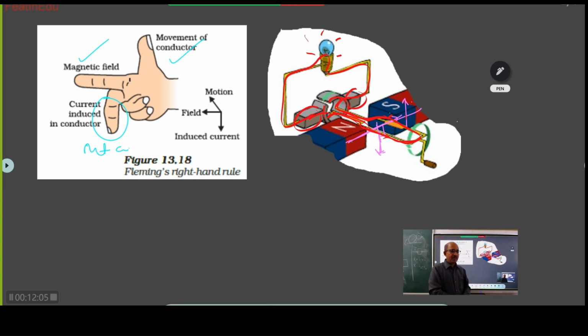What will happen? The current induced is less. So what will you visually see? The bulb will glow dim. You rotate it fast, the bulb will glow bright. More current is induced. Correct? Understood? That means the strength of the current will increase if the rate at which the coil is cutting the magnetic field is more. Got it?